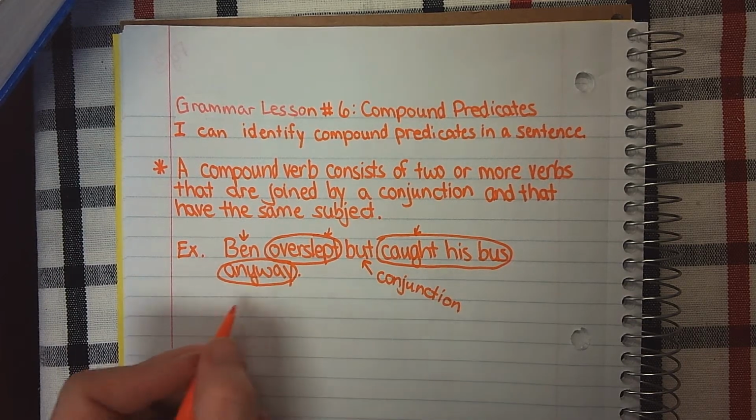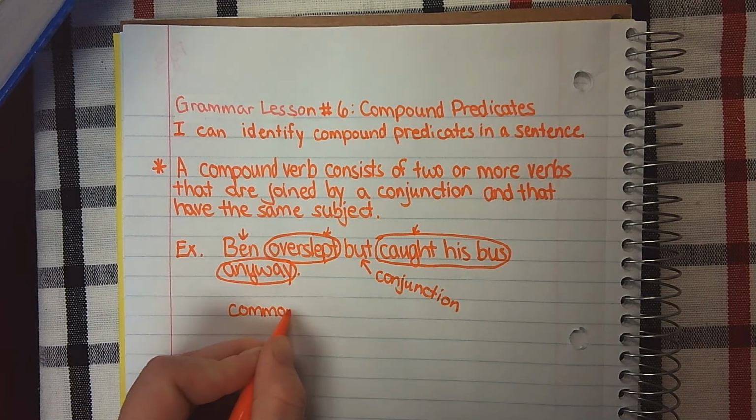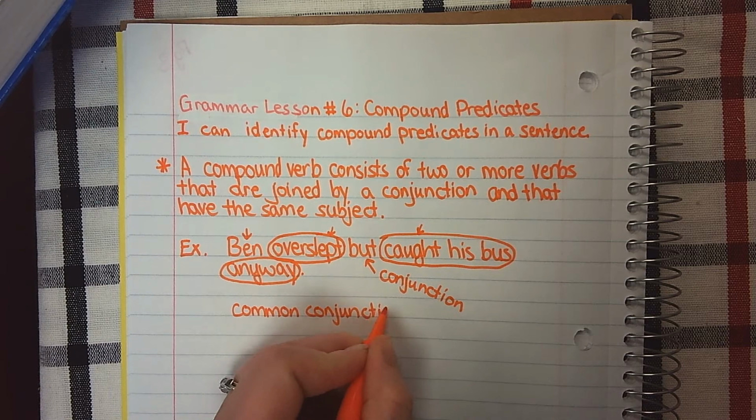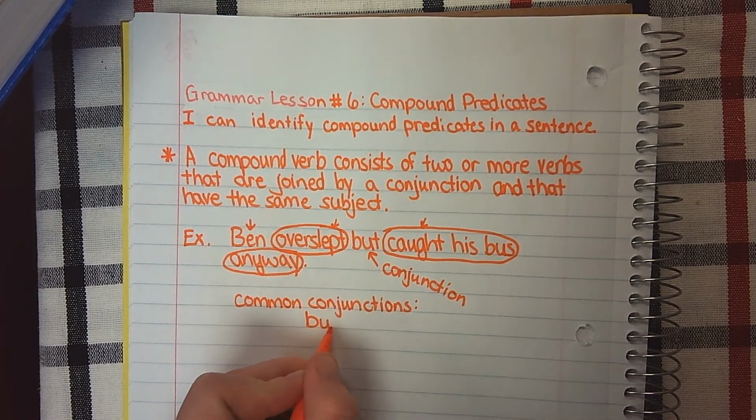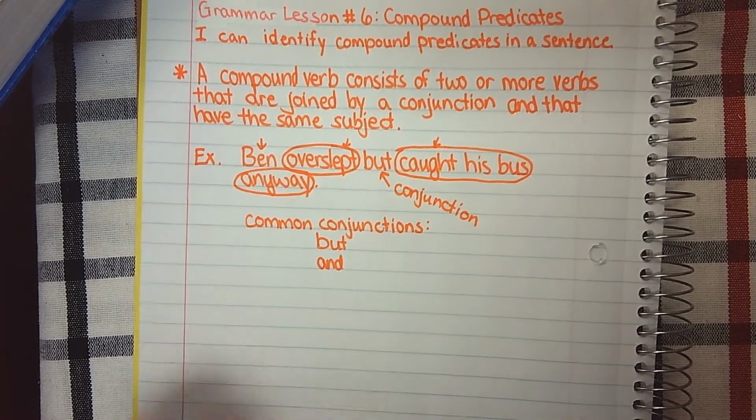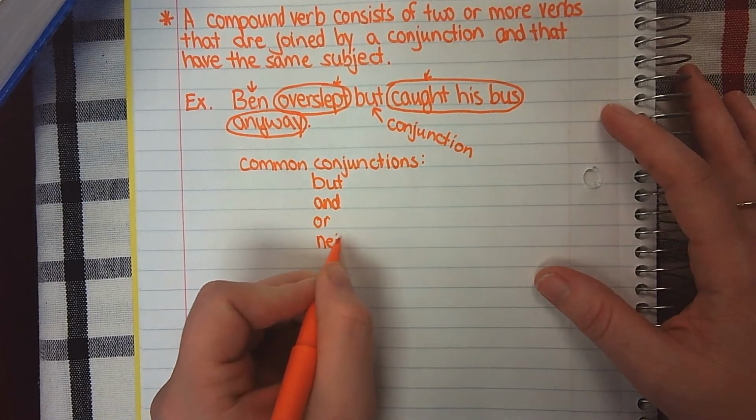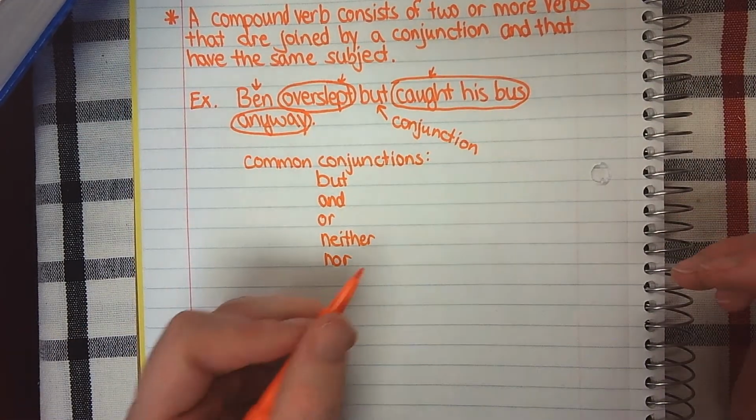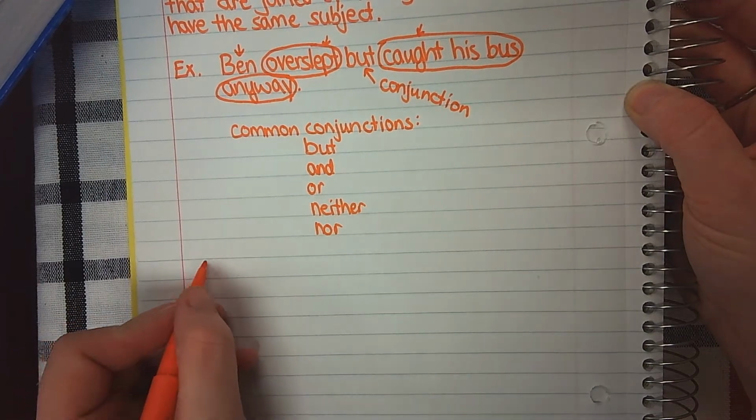Okay. Some other common conjunctions that we could write, common conjunctions. Okay. Would be but for starters. Okay. We could also use and, or, neither, nor. Okay, and the list does go on. These are just some of them. Let's do another example.